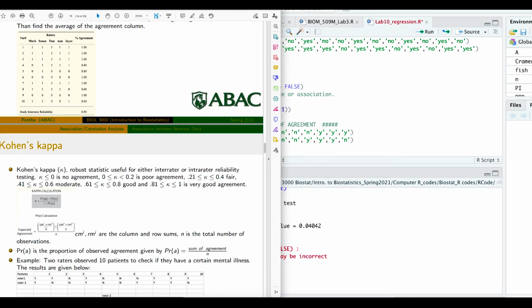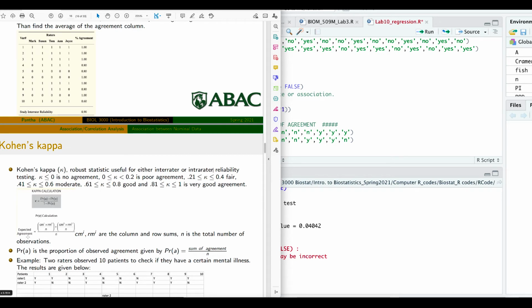But how do you find the Kappa? The formula is probability of A minus probability of E over 1 minus probability of E. Basically, it is the proportion of the observed agreement minus the proportion of the expected agreement, divided by 1 minus the proportion of the expected agreement. But how do I find that?